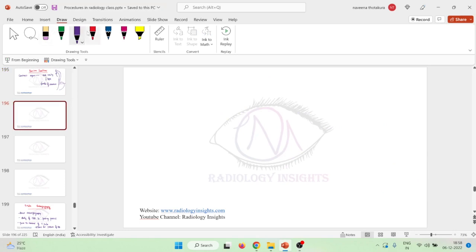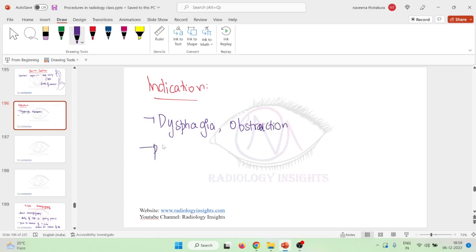Then, what are the indications of barium swallow? The main indications are if the patient presents with dysphagia, that is difficulty in swallowing, or any obstruction. If the patient experiences pain while swallowing, then we can do this barium swallow to know the cause of the pain.